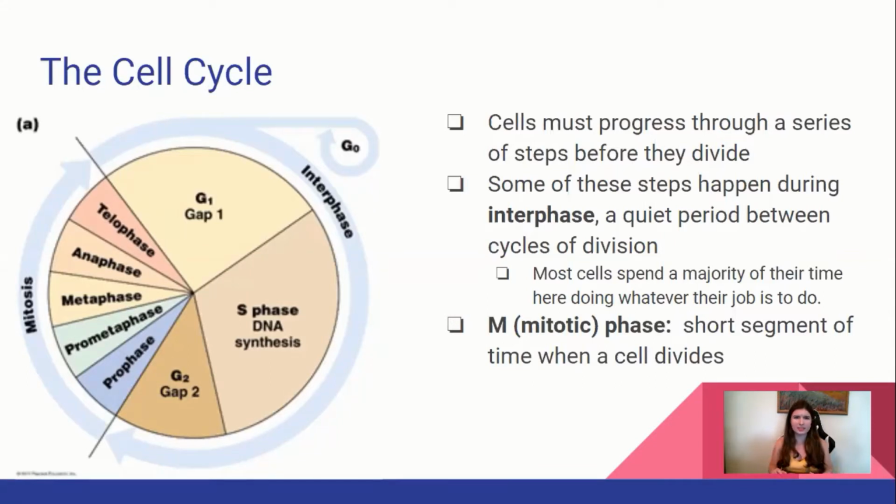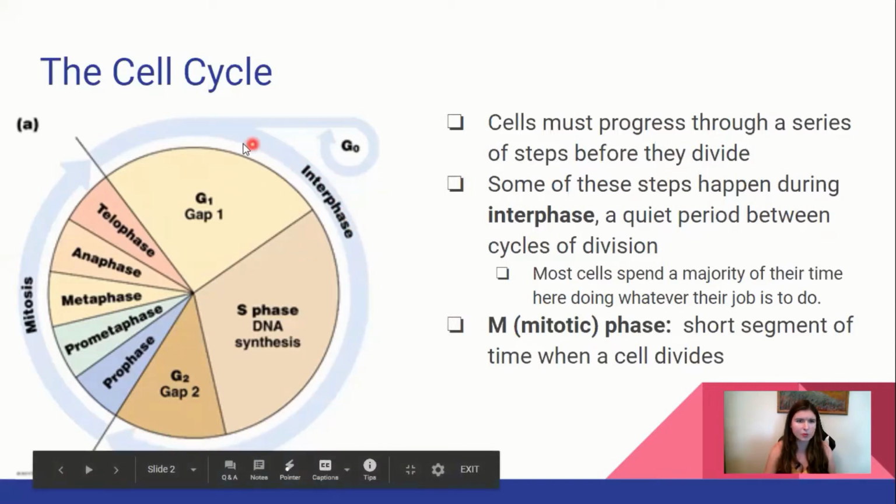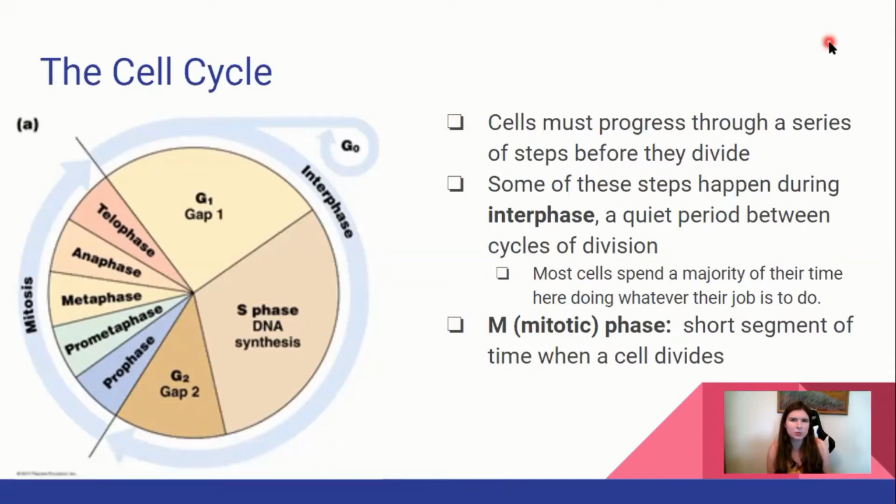So some of the steps that a cell has to go through before it ever thinks about dividing happen during a phase called interphase. On this image here, we can see the interphase actually takes up most of the cell's life, right? So we have interphase happening before we ever actually start dividing the cell. It's basically a quiet phase between cycles of division, before a cell decides to divide. Most of the cells spend the majority of their time in interphase, making proteins, doing their stuff. Like your muscle cell, you're contracting, you're in interphase.